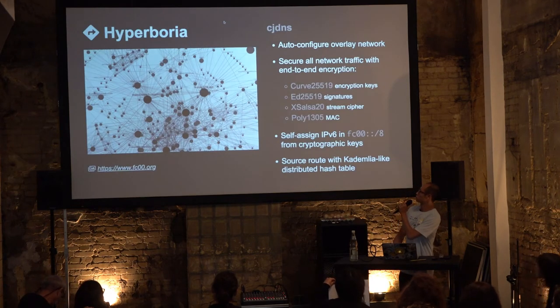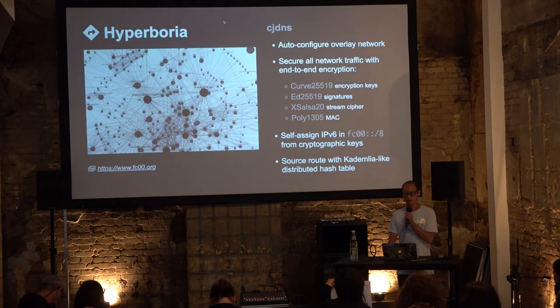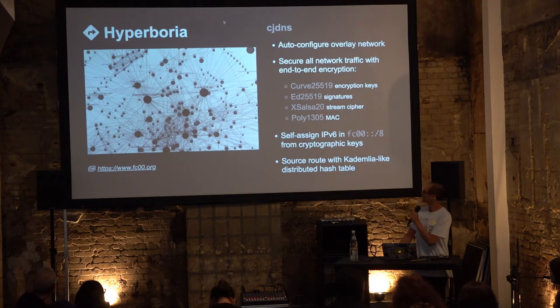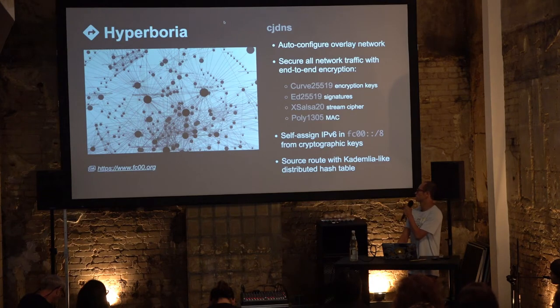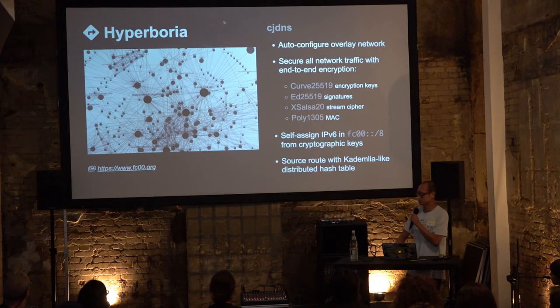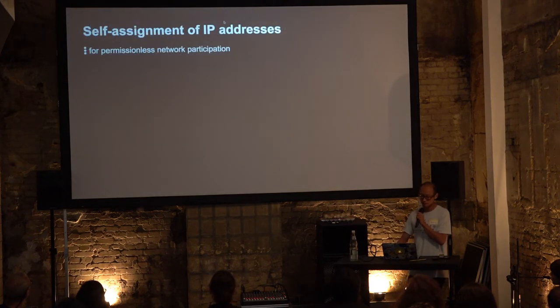Today I'll talk about two specific protocols. One is called CJDNS. It auto-configures an overlay network. So underlying you still have a physical connection which can be a cable or some sort of ad hoc wireless thing. Or you can tunnel that over the internet. It uses elliptic curve cryptography for all the traffic end to end. It self-assigns an IP address through the cryptographic keys, and it uses a distributed hash table for routing.